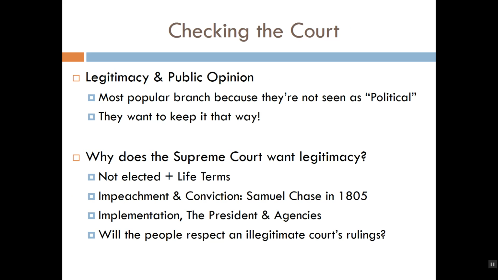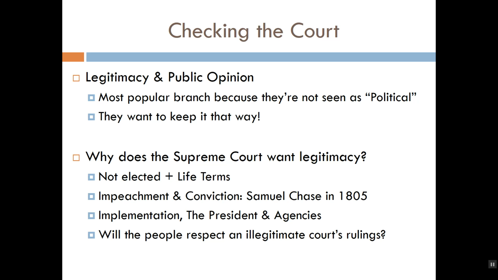There are some checks on the overall level of activism the court can engage in before other portions of the government start to fight back, however, and towards this end, it's important to understand that the courts do care a great deal about legitimacy and public opinion. They're the most popular branch of the federal government because they're generally seen as nonpartisan and non-political. Now, again, we know that empirically that's not true, but it is the public perception.